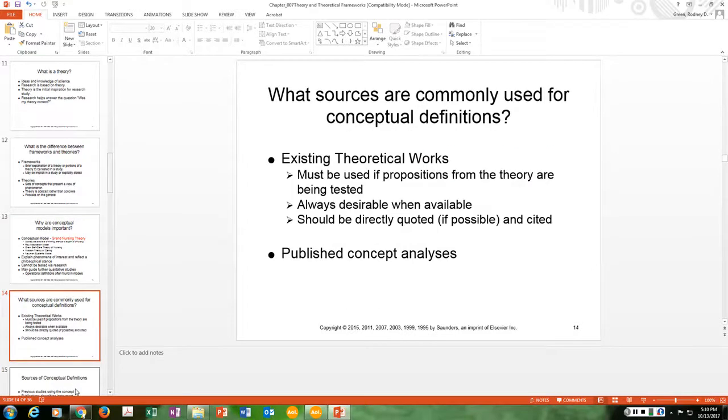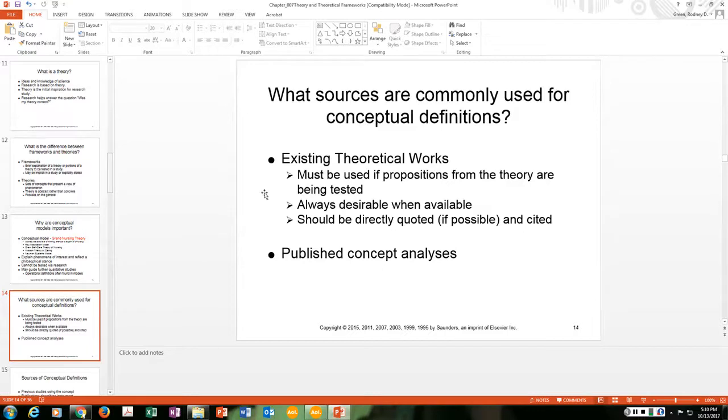So what sources are commonly used for conceptual definitions? As I just said, the existing theoretical works of the grand nursing theorists. They must be used if the propositions from the theory are being tested, the original work. It's always desirable when it's available, and should be directly quoted and cited.